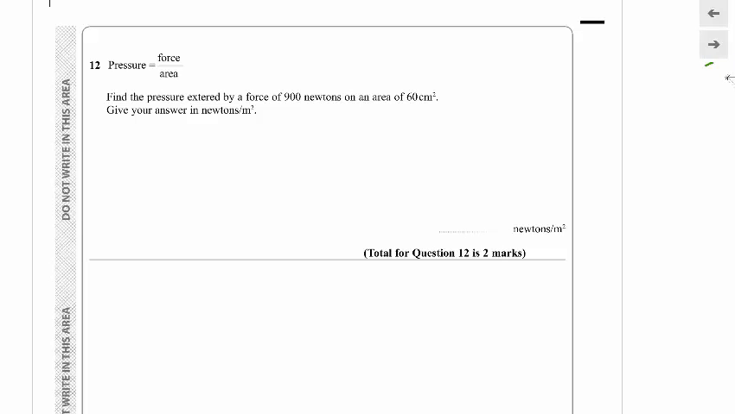Hello, so I've been given a nice little formula here. I've been told that pressure is equal to force over area. Well, I'm just going to say that pressure is equal to F over A. Makes things easier. And I've been asked to find the pressure exerted by a force of 900 newtons on an area of 60 centimetres squared.